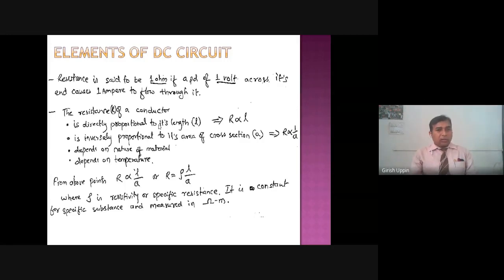Resistance also depends on the nature of the material, the property of the material itself. Another factor is the temperature. Resistance increases with the temperature, directly proportional. And we can write the equation as R is proportional to L divided by A, or we can write R is equal to rho L by A, where rho is the resistivity or the specific resistance, which is constant for a particular material.